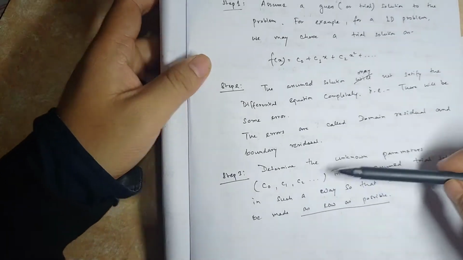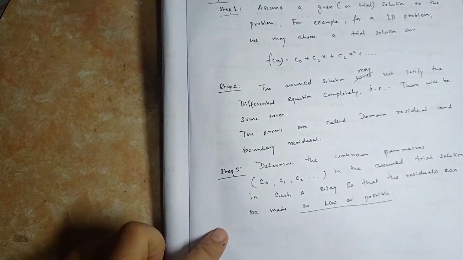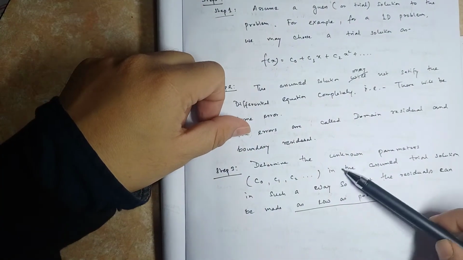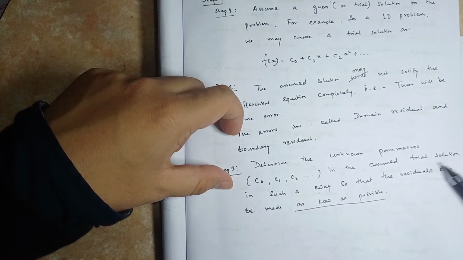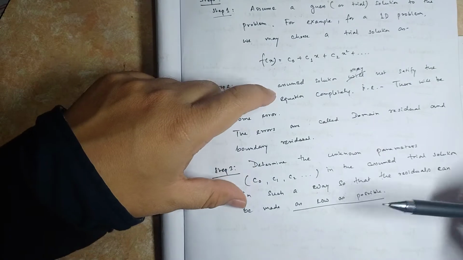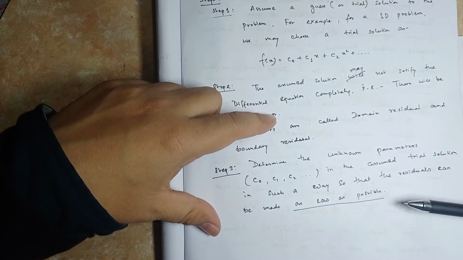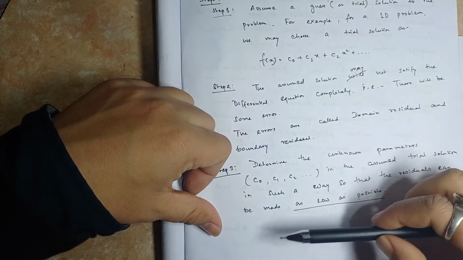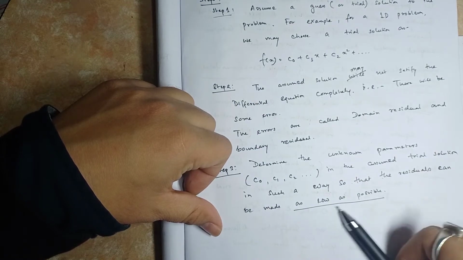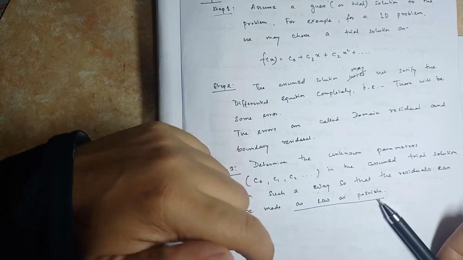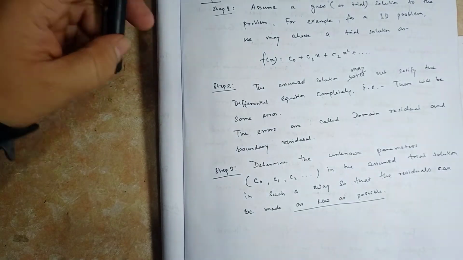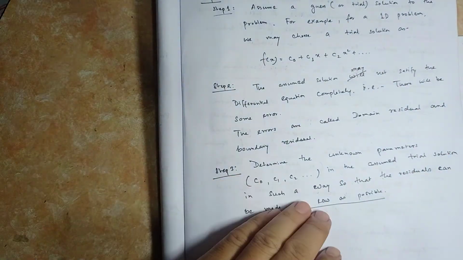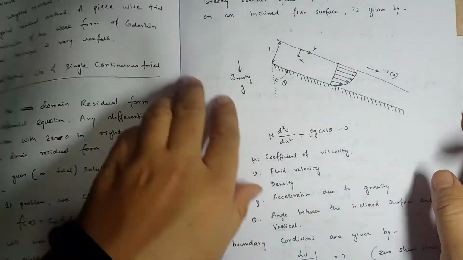We will look into all these things when we illustrate a problem. Then we have to find the constants C0, C1, C2 in the trial solution, and we find them in such a way that the residuals are made as low as possible. That means if we can make it 0, that is very good, but if we cannot make it 0, we have to make it as low as possible, very small. Okay, let's look into the next thing.